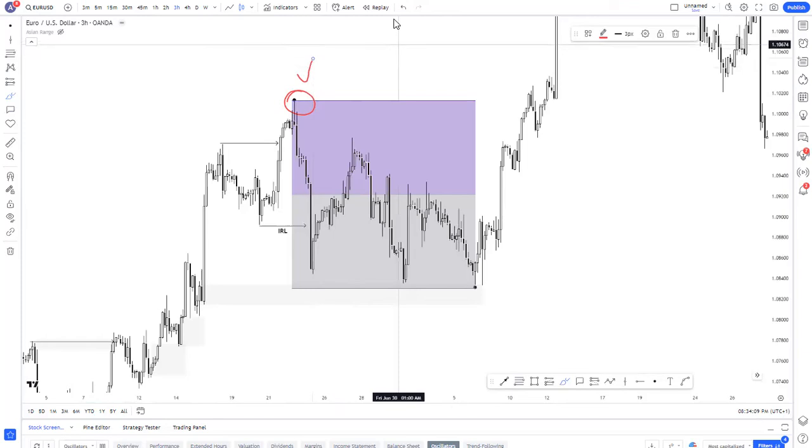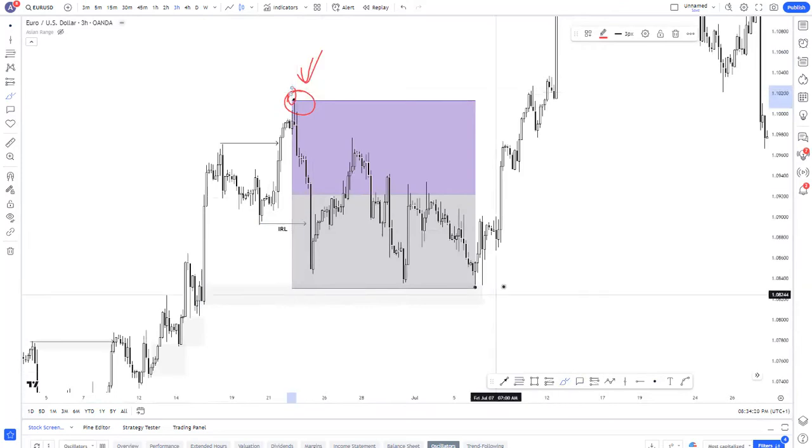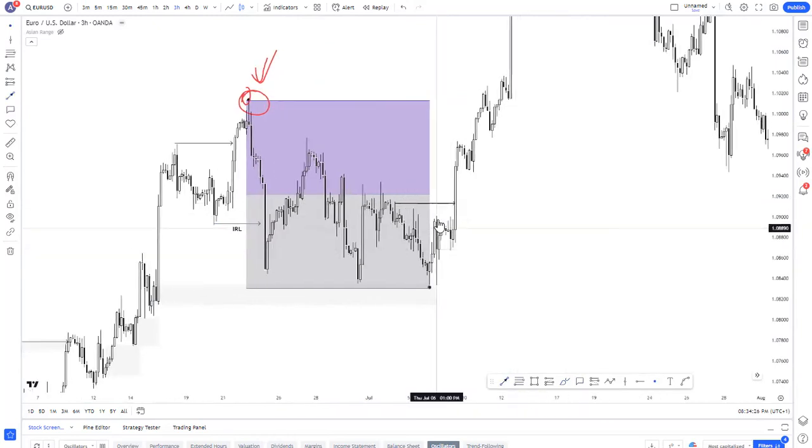Hello? Once it takes out internal range liquidity, immediately it took out the internal range liquidity. It's confirmed, right? I have this high as my valid high. So when did I have this low as my valid low? Immediately it broke structure to the upside. I started working with this high and this low.